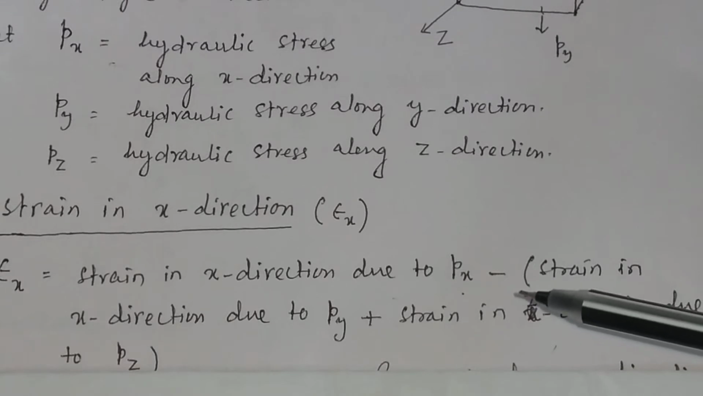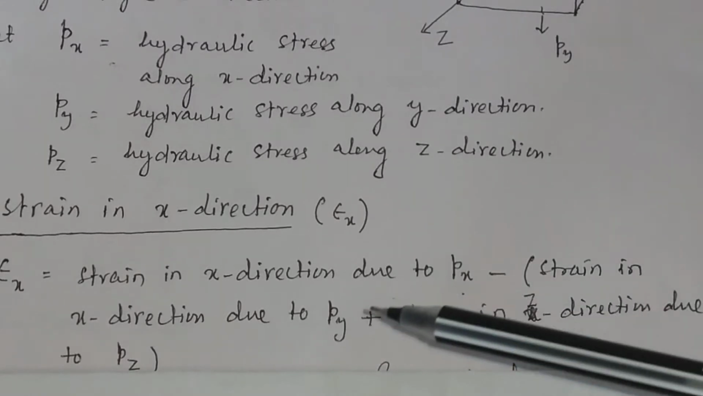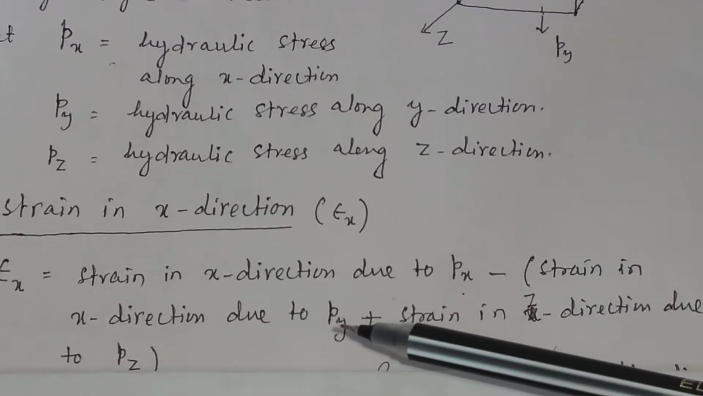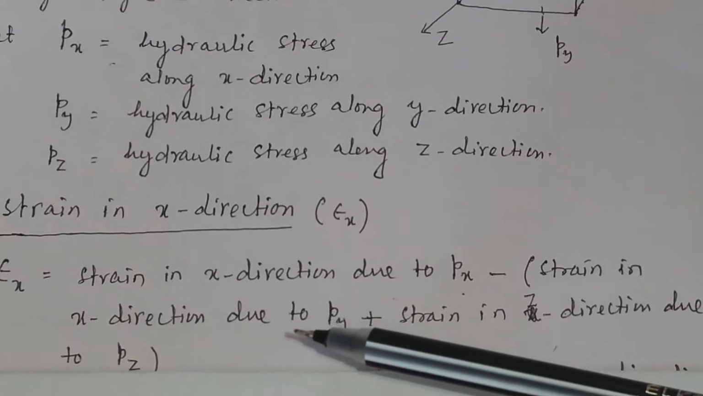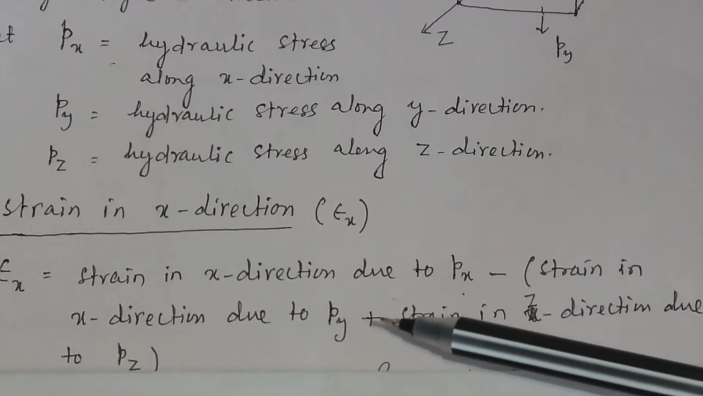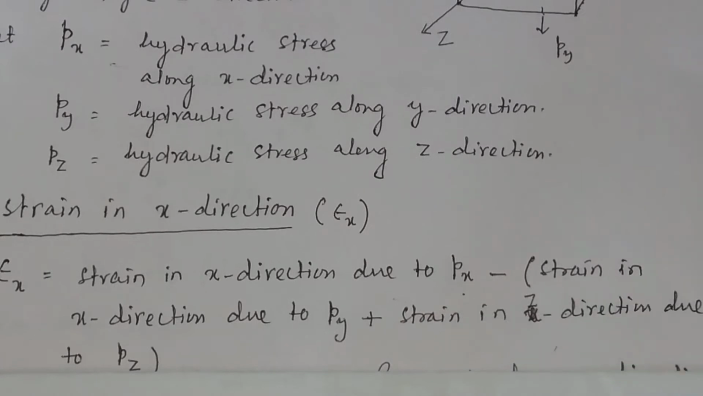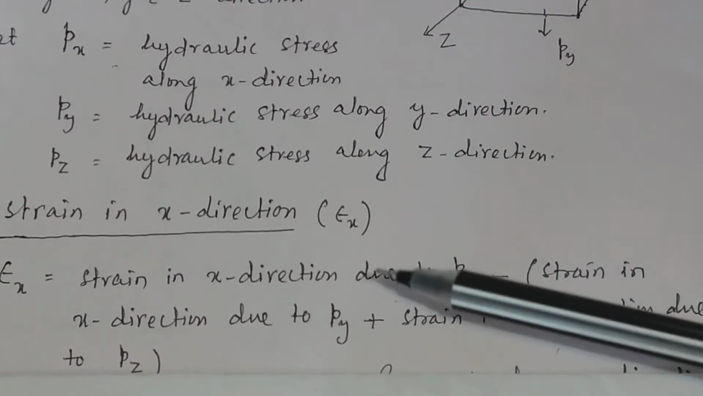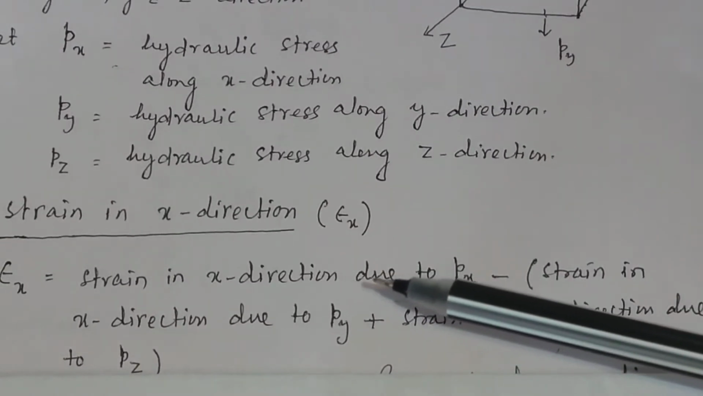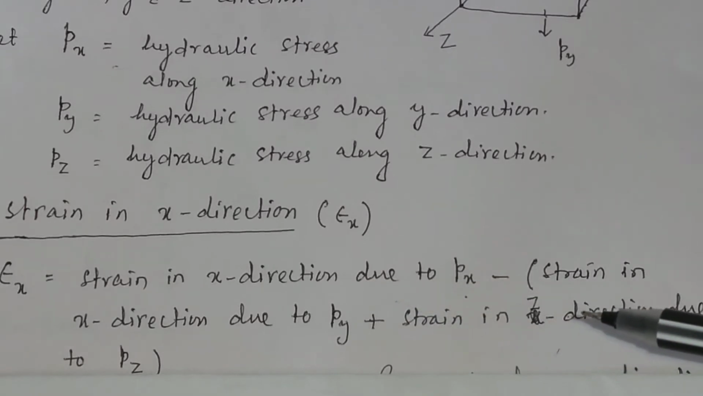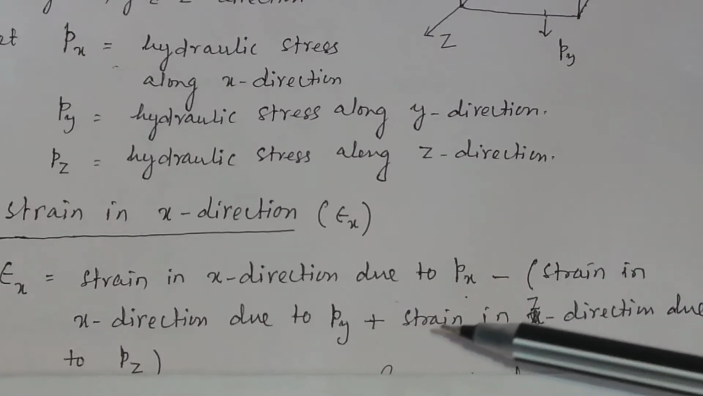Why do we take the deduction of this strain along the x direction due to Py and Pz? Because strain in the x direction will be lost due to the lateral strain along the y and z directions.